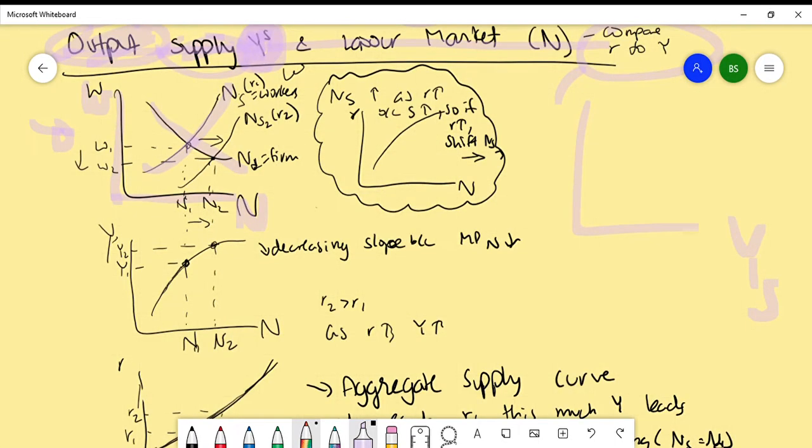So to figure that out, first we're going to start off with this, and then we're going to go over to the fact that with N and the output, it's upward sloping but with a decreasing slope, because the marginal product of labor is falling.